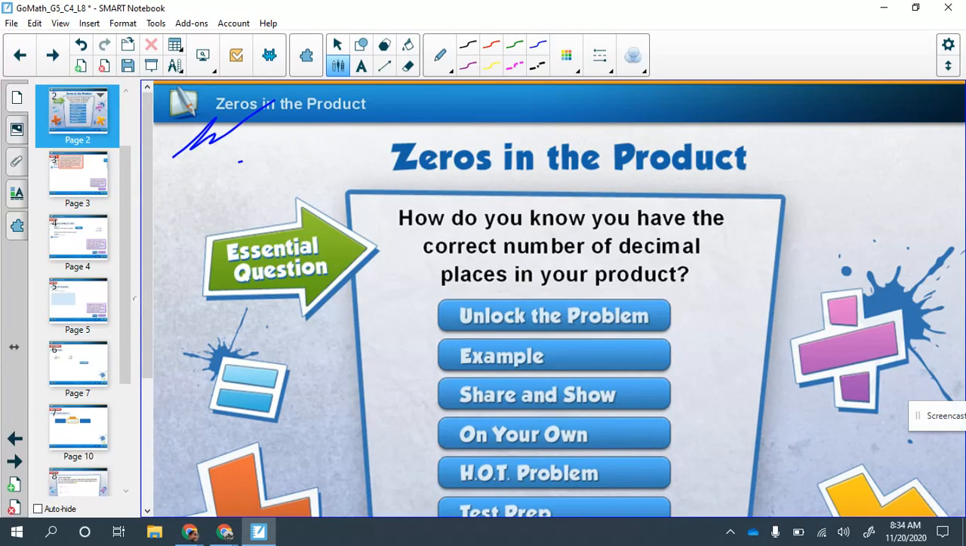Okay, so today we're going to be looking at our last lesson in chapter 4, lesson 8, and we're going to be looking at putting zeros into our product. And the question is, how do you know you have the correct number of decimal places in your product? Hopefully we recognize that we count the number of times we move that decimal out and then we move it back in the same number of times.